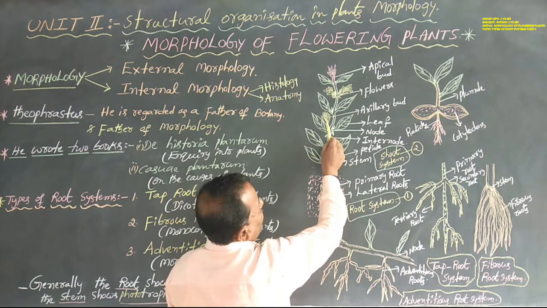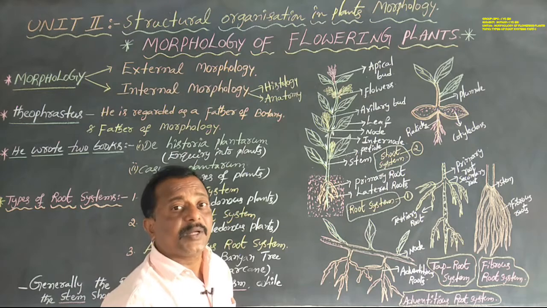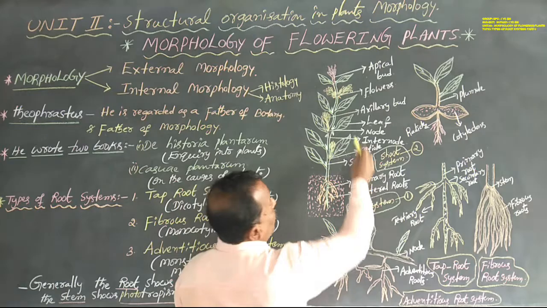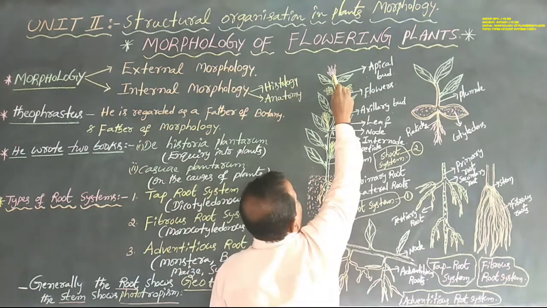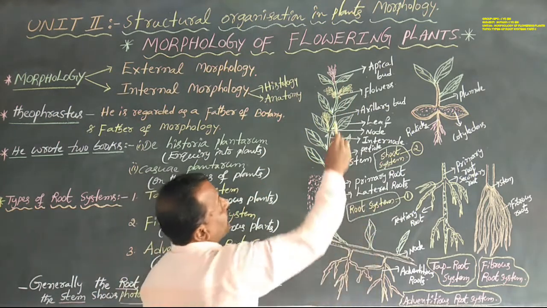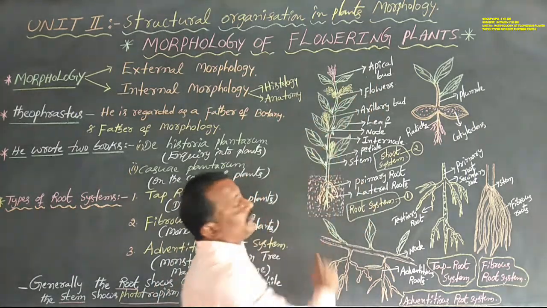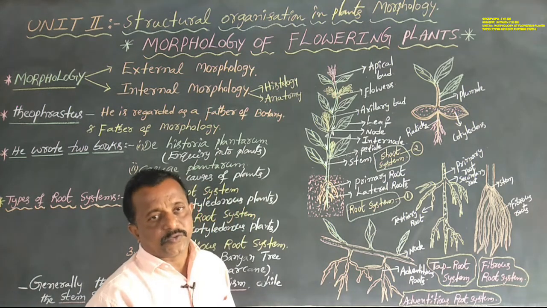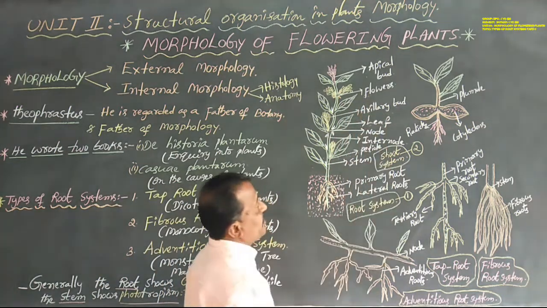Axillary bud, some of the buds are developed at the petiole of the leaf, that is named axillary bud. Apical bud, some of the buds are developed at the terminal part of the stem. That is apical bud. These are flowers. After reproduction, flowers would develop fruits. In these fruits, they contain seeds.